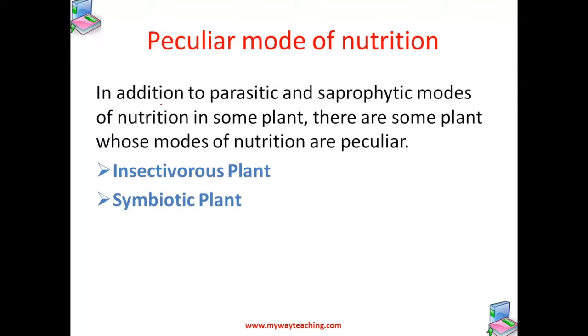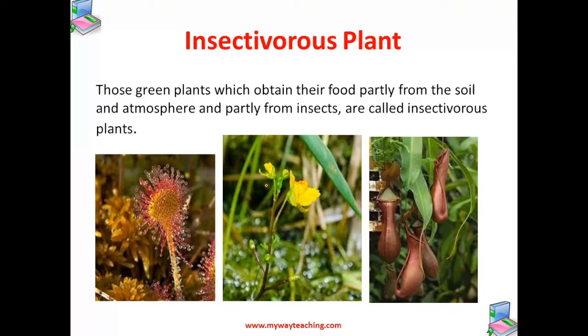We talked about certain heterotrophic plants which include parasitic and saprophytic modes. There are certain plants which show a peculiar mode of nutrition, and these plants are classified as insectivorous plants and symbiotic plants. Insectivorous plants. Some green plants which obtain their food partly from soil, partly from atmosphere, and partly from insects are called insectivorous plants.